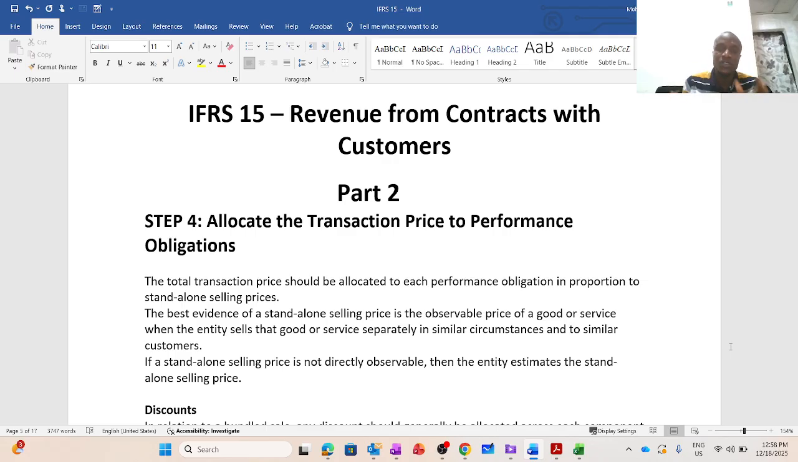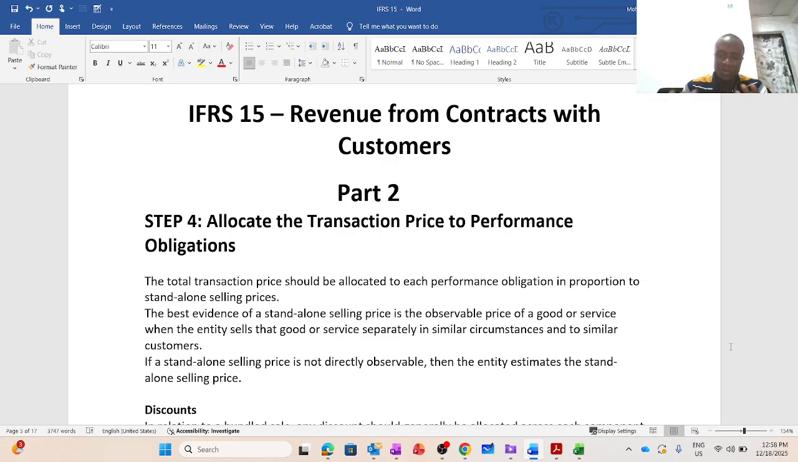So in this situation, if there's a transaction price, then we need to allocate the transaction price to the various performance obligations, which is the computer and the provision of the 1 year services. Very clear. The total transaction price should be allocated to each performance obligation in proportion to the standalone selling price. So we can allocate the total transaction price based on the proportion of the standalone selling price.